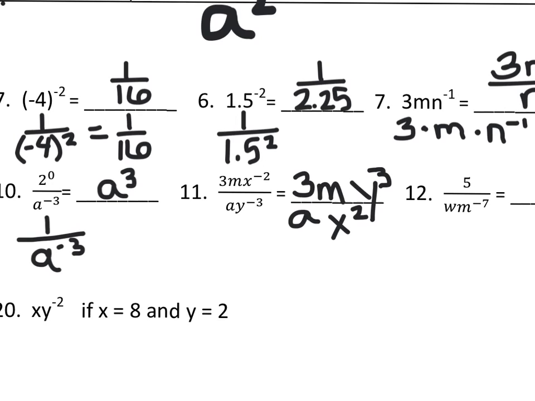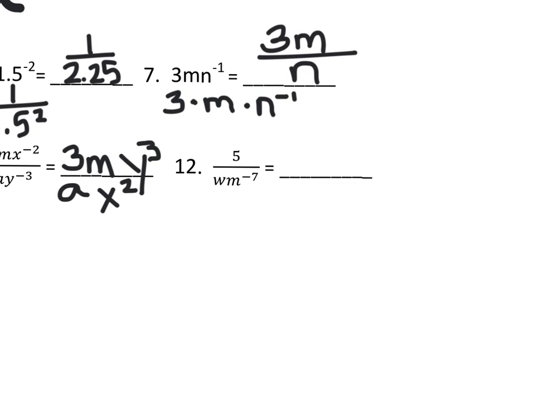Okay. Let's take a look then at number 12. In number 12, your 5 and your w are not attached to negative exponents, so they're going to stay where they are. But the m has a negative 7 exponent, so it's on the bottom, so it has to move to the opposite side of the fraction bar, and as it does that, it becomes positive. So there's nothing else there that we can simplify. So think about what has to stay, what has to move, and when it does, whether that exponent should then be positive or negative.